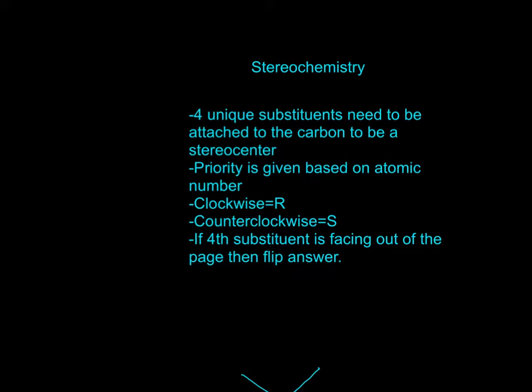So for stereochemistry, you have 4 unique substituents attached to a single carbon. Priority is based on the atomic number given. If it's clockwise, it'll be R. If it's counterclockwise, it'll be S.